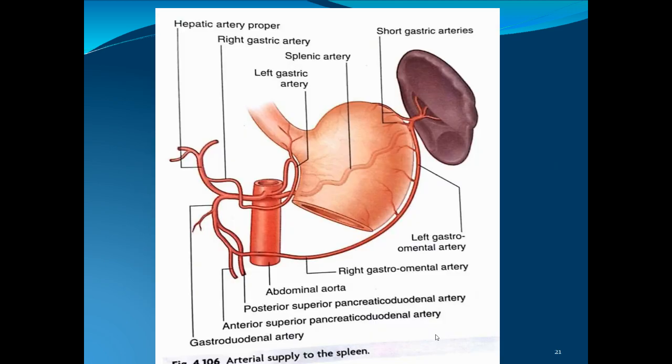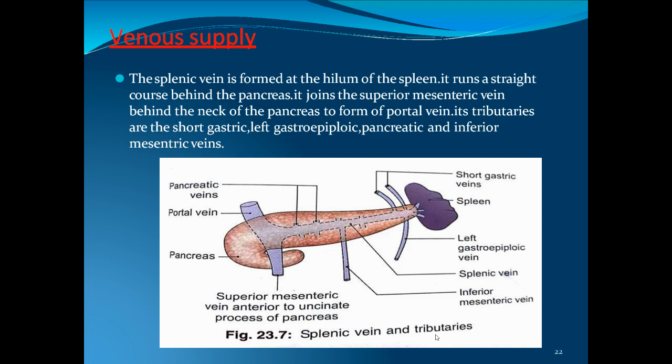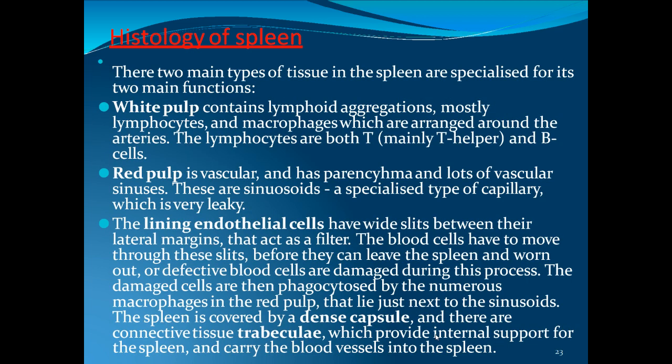So you can see here how the splenic artery gives rise to the short gastric arteries and the right and left gastroepiploic arteries. Now we'll see the venous supply. The splenic vein is formed at the hilum of the spleen. It runs a straight course behind the pancreas and joins the superior mesenteric vein behind the neck of the pancreas to form the portal vein. Its tributaries are the short gastric, left gastroepiploic, pancreatic, and inferior mesenteric veins.